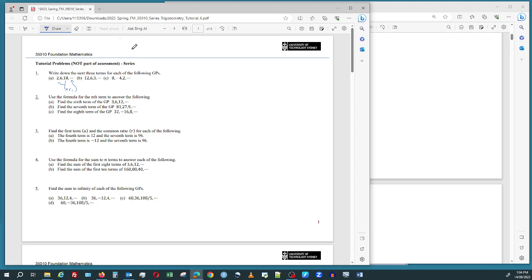So our ratio for part A will be 18 over 6, which is 3, or it could have been 6 over 2, which is also 3. So R is equal to 3. For our next number, all we need to do is multiply 18 by 3. 3 8s are 24, 3 1s are 3, 54. So the next number is 54.